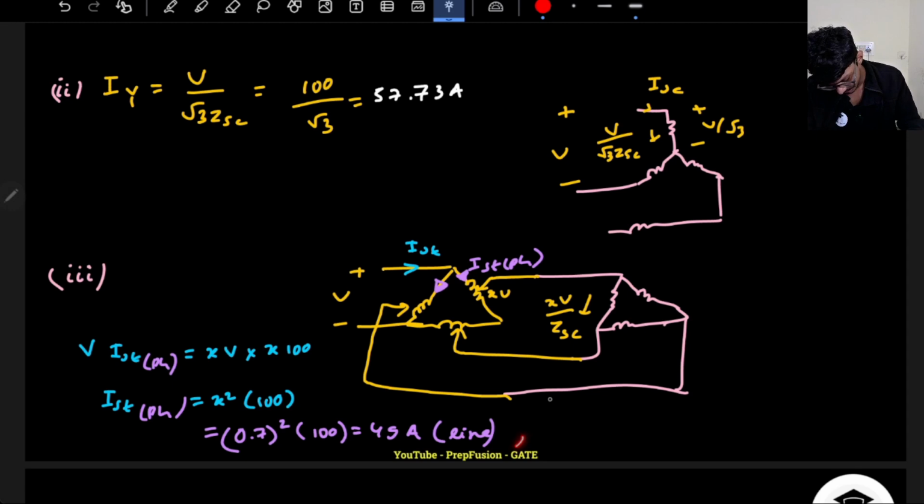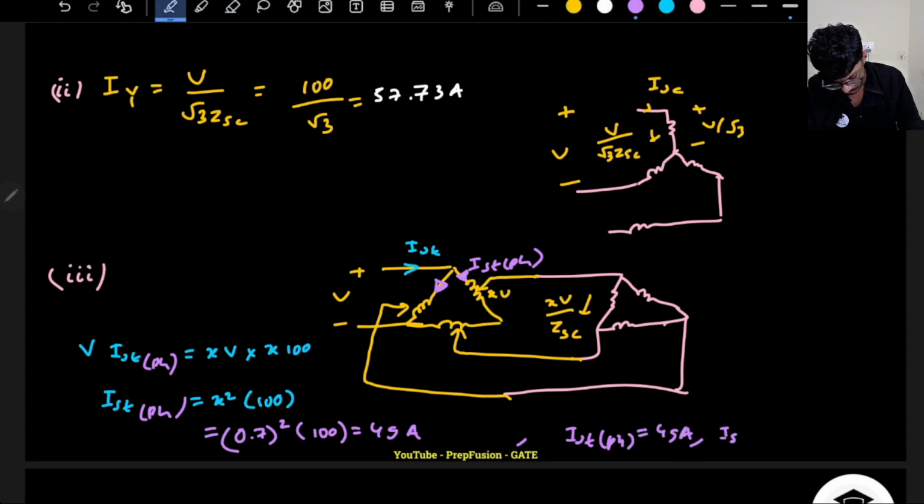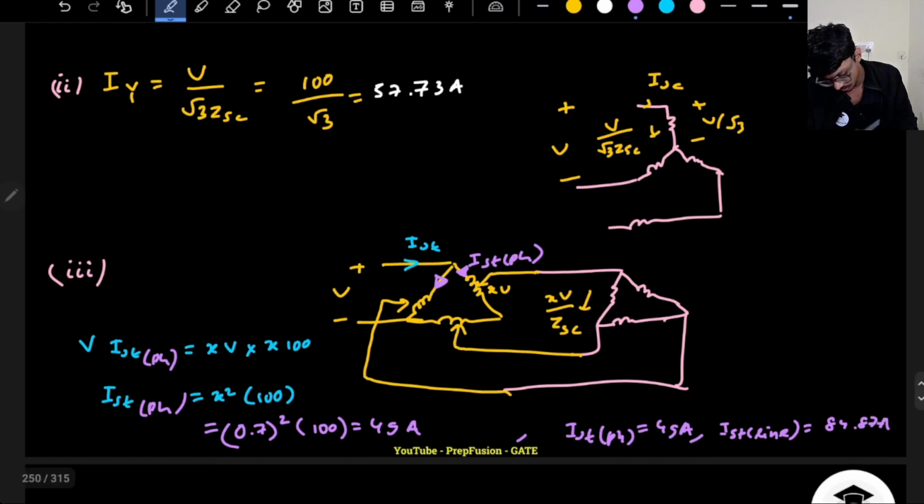So this is not line current, sorry, this is a phase current. The starting phase current is 49 amperes. So what will be the line current, as they have asked? The starting line current will be root 3 times this. So 49 into root 3 is 84.87 amperes. So this will be the answer basically.